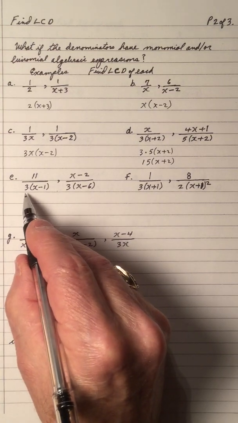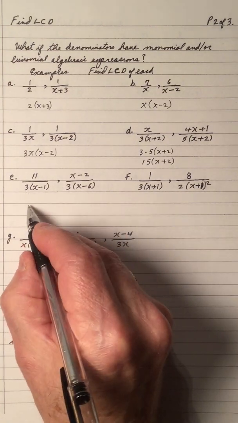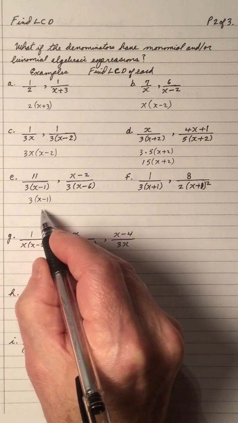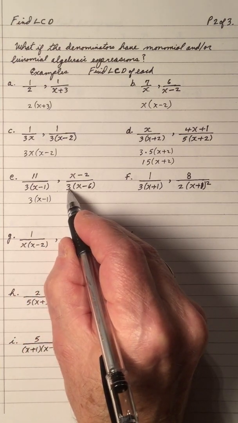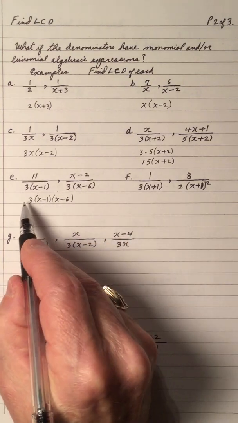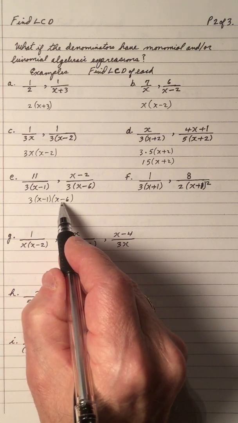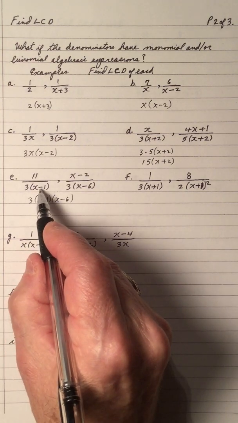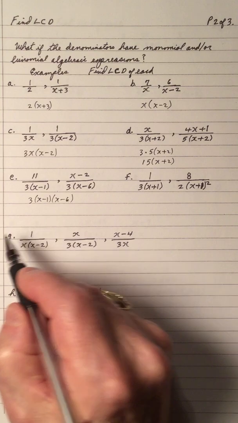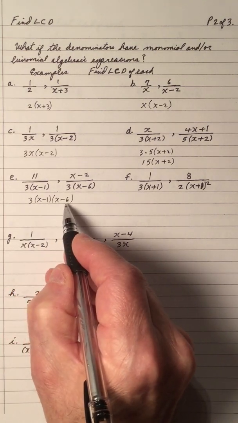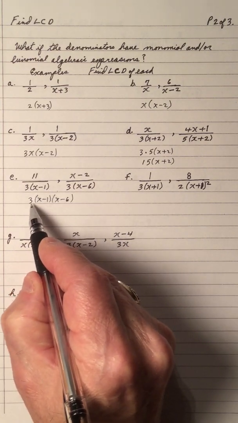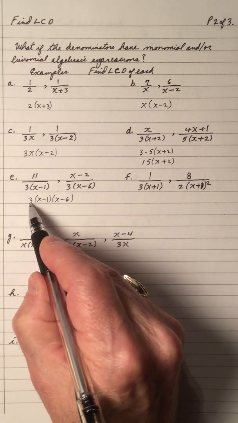E, common denominator, let's see. I have to have a 3. I have to have an x minus 1. The 3 that I just put here is already there, and I have to have an x minus 6. So that's the LCD: 3 times x minus 1 times x minus 6. The 3 is right here, x minus 1 is there. The 3 that I have here is right there, and the x minus 6 is right there. So 3 times x minus 1 times x minus 6. Again, each denominator is in here: this denominator is in here, there it is, these two. This denominator is in here, there, and there.